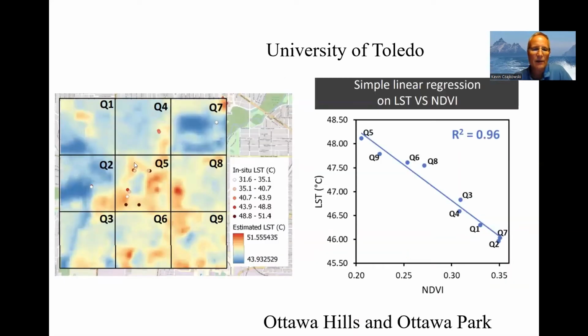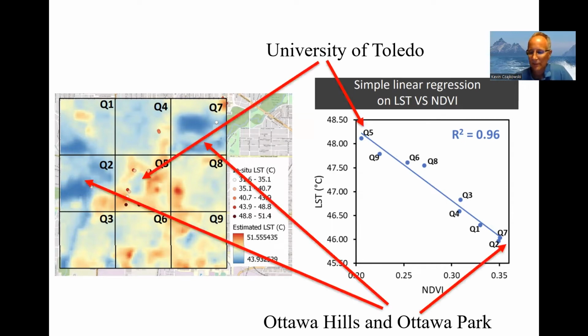Now what we found is that in the center at the University of Toledo, that's the hottest temperature in the area and the lowest vegetation, whereas some of the areas around it have higher vegetation and then lower temperature. See how there's a nice relationship between the two. I'm pointing out the University of Toledo and then the parks.